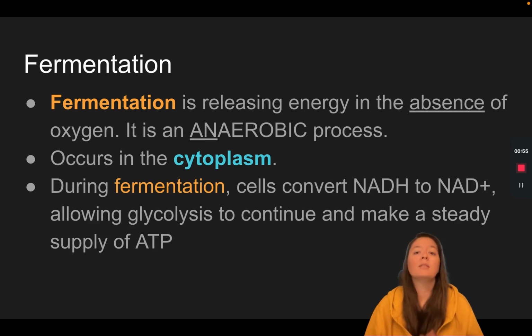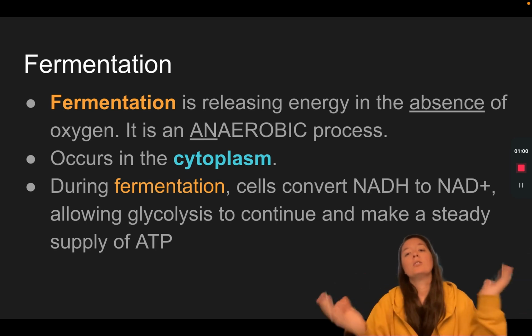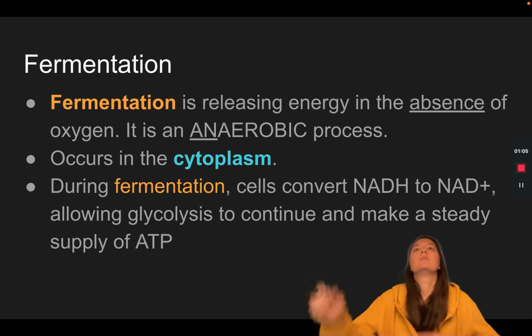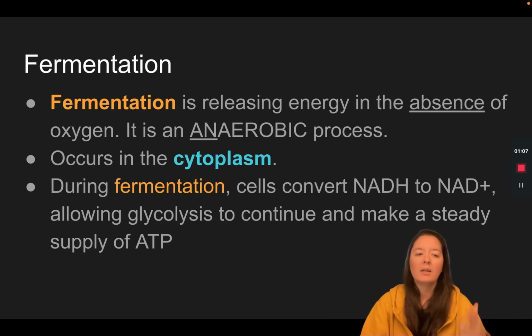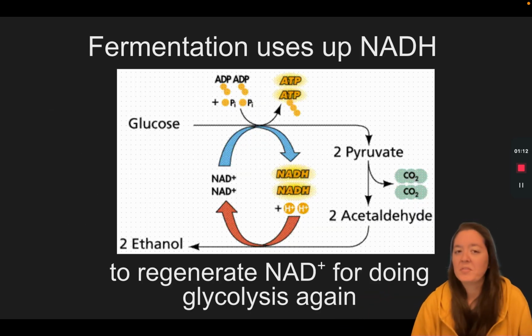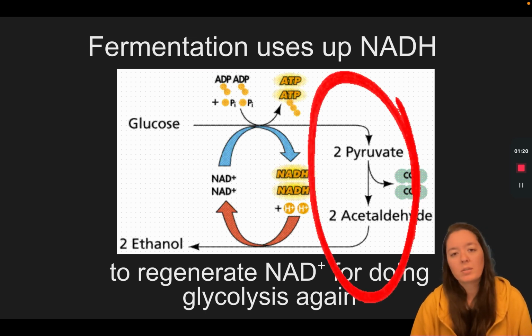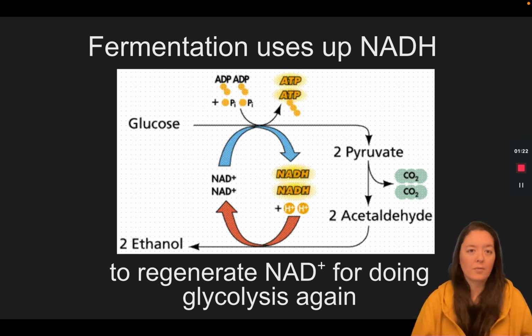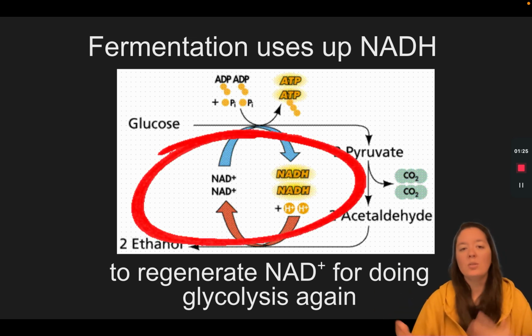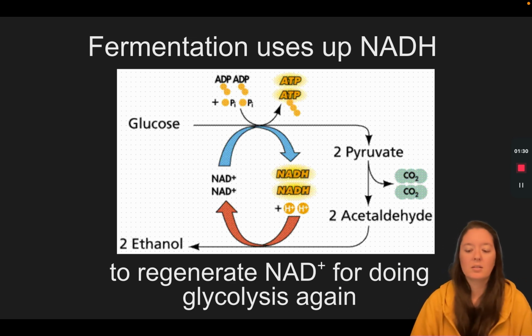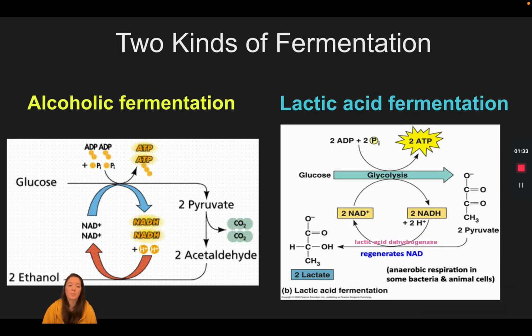During fermentation, the cells take that NADH that was created during glycolysis and they swap it out. They take off that hydrogen to turn it back into NAD plus so that it can loop back into glycolysis to make that ATP. So here's one of the few diagrams. We have glucose turning into our ATP and NAD plus and our two molecules of pyruvate. Then during the fermentation process, it's using up that NADH to turn it back into NAD plus to restart the glycolysis process.